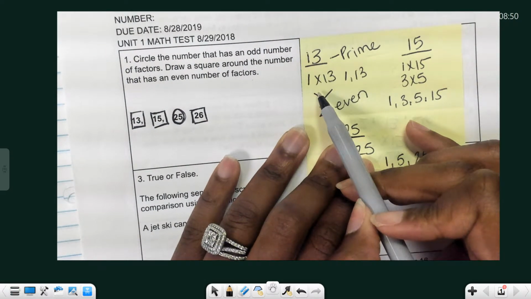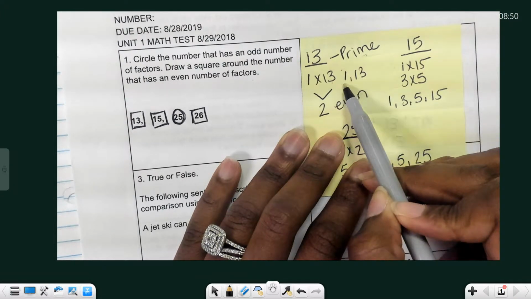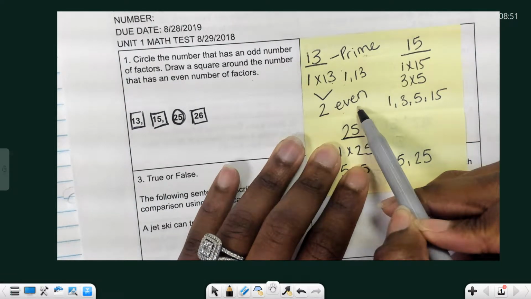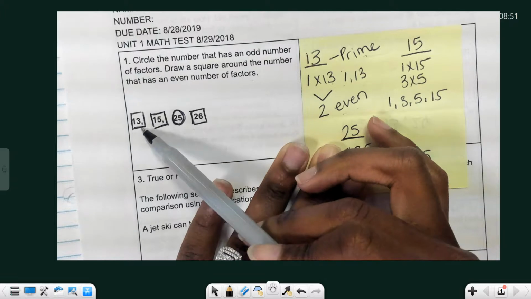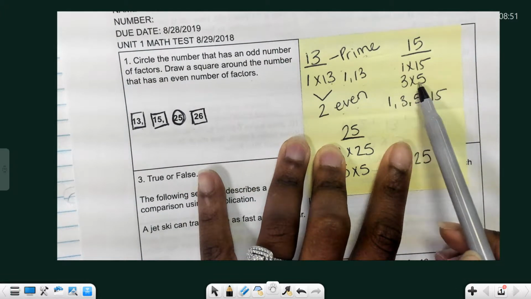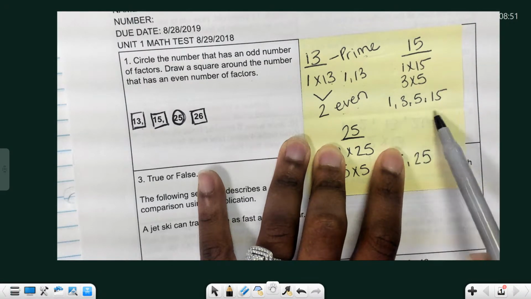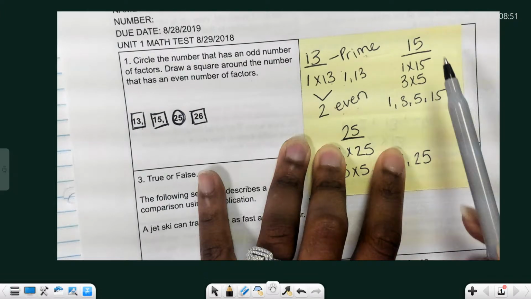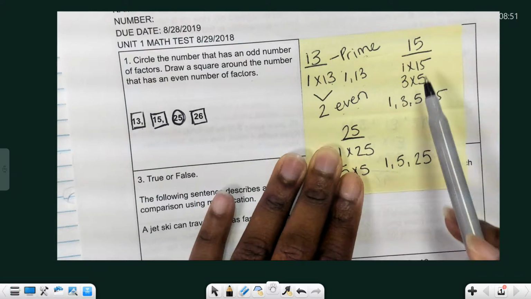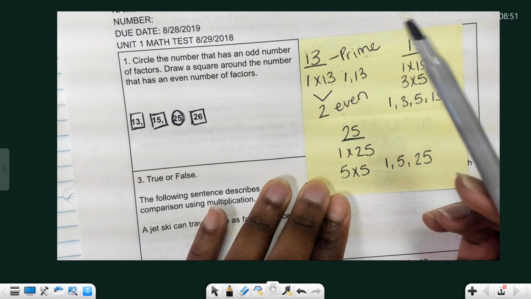We said the factors for 13 are 1 and 13, which makes this a prime number, but those are only 2 numbers listed, so that means it has an even amount of factors. So 13 gets a square. 15, we listed 1 times 15, 3 times 5. We list these factors in order from least to greatest. That means there are 4 factors in all for 15, which means this number is a composite. It's composite, and it has an even amount of factors, so it also gets a square.